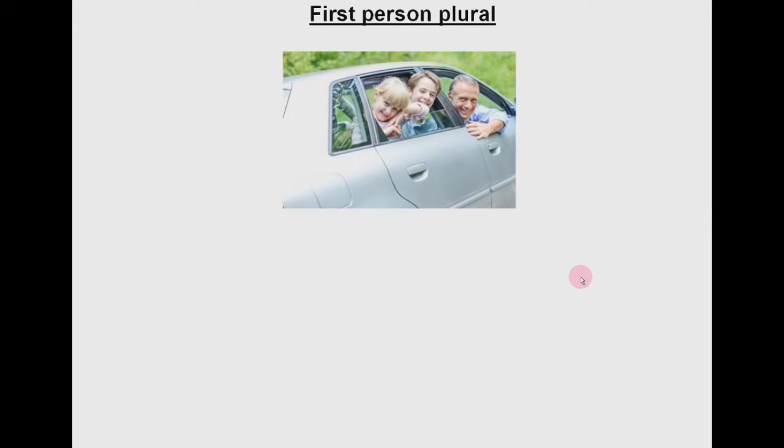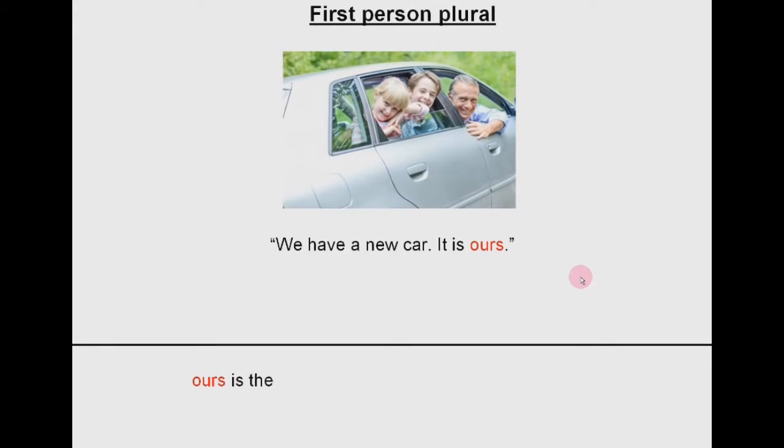First person plural. We have a new car. It is ours. Ours is the first person plural. So that is we, or our plus the noun. Ours with an S.